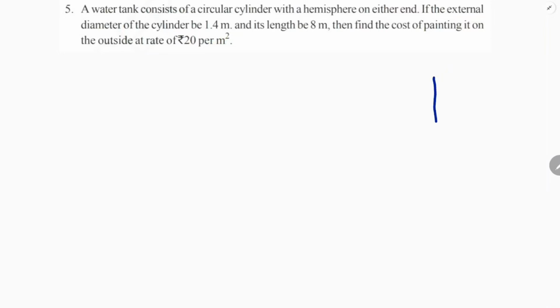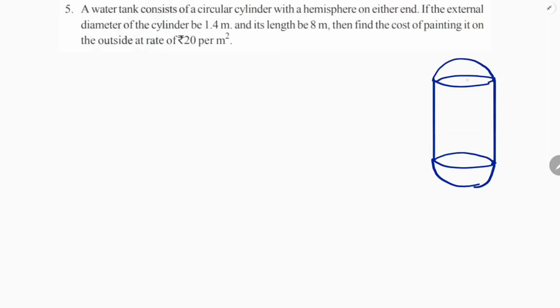So here a water tank is in the shape of a cylinder with hemispheres on either end. So here one hemisphere, one more is here. So diameter is 1.4, so radius is 0.7, half of diameter, and height of the cylinder is 8. Find the cost of painting it on the outside. So first I'll find the surface area of the tank.